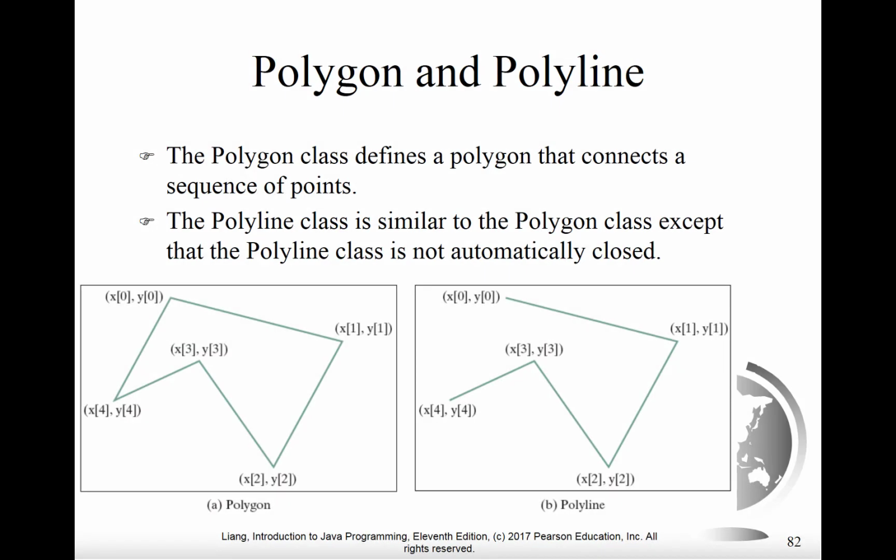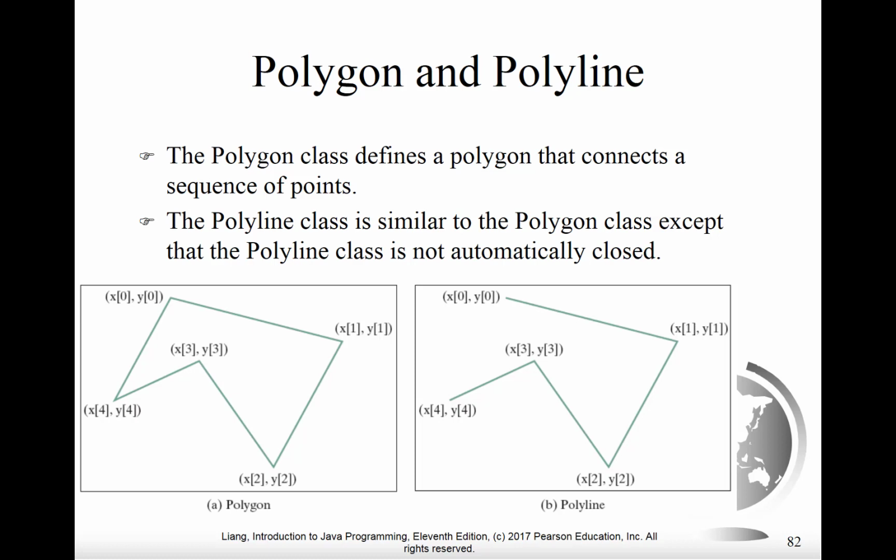The last shape we're going to talk about is the polygon and the polyline. They're similar, they're related. One is a closed figure and the other is an open figure. So a polygon class defines a polygon that simply connects a sequence of points together. And the reason it's a closed figure is the last point is connected back to the first point.